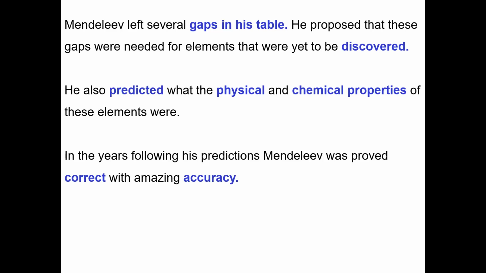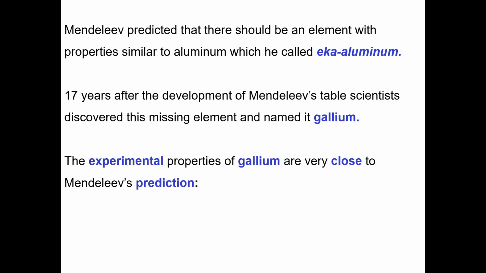And so that motivated chemists to go out and try to find these elements, and Mendeleev was often proved correct with amazing accuracy. For example, Mendeleev said that there should be an element that sits near aluminum. He called it eka-aluminum. And 17 years after Mendeleev made his prediction, scientists discovered this missing element and they called it gallium.